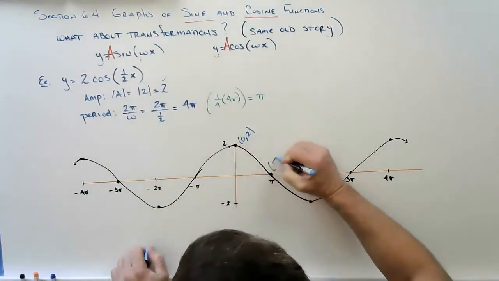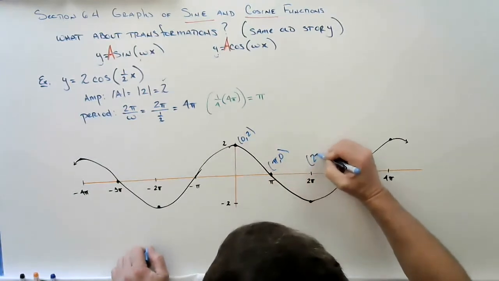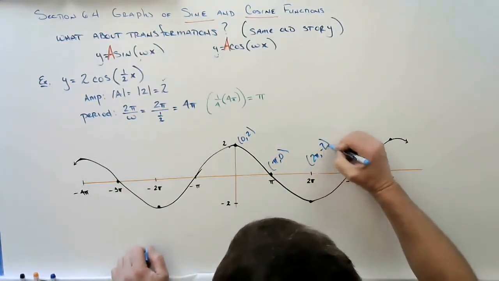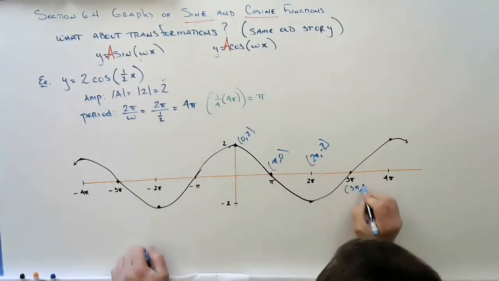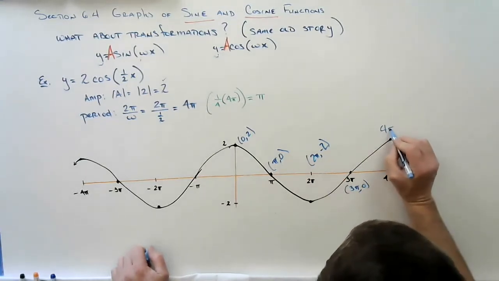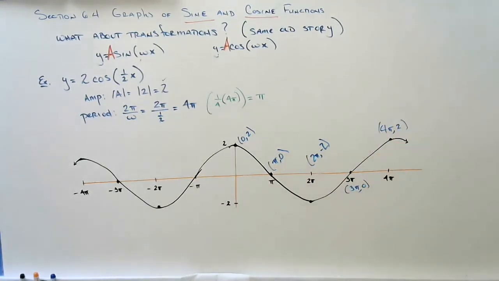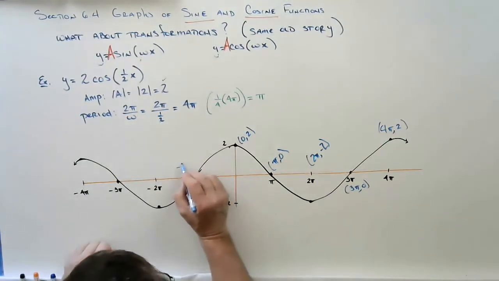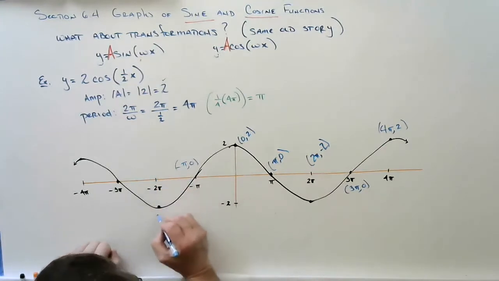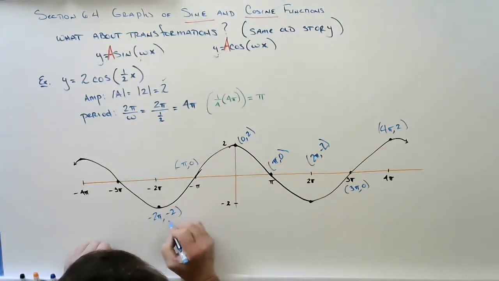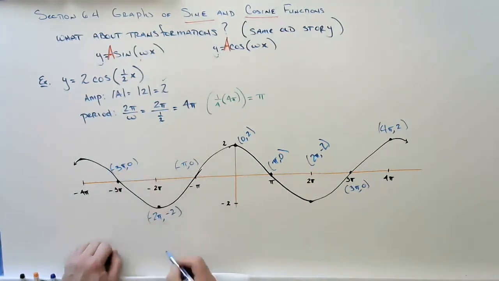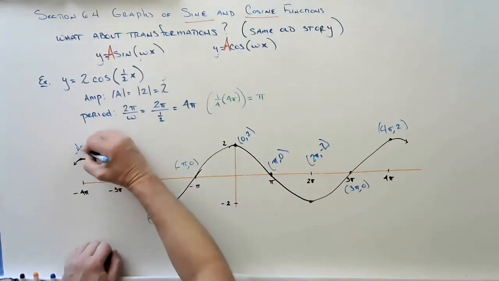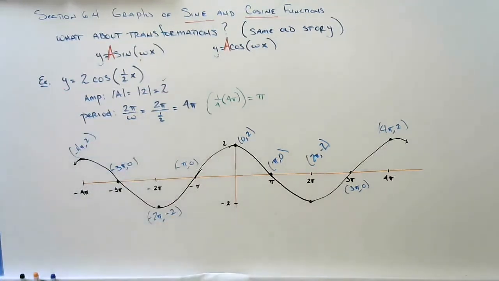And then, of course, if this was a test, we would label all these. 0, 2, pi 0, 2 pi negative 2, right? Because our amplitude is 2, almost missed that. 3 pi 0, 4 pi 2, because my amplitude is 2, negative pi 0, negative 2 pi negative 2, negative 3 pi 0, negative 4 pi 2. And we're done graphing cosine.